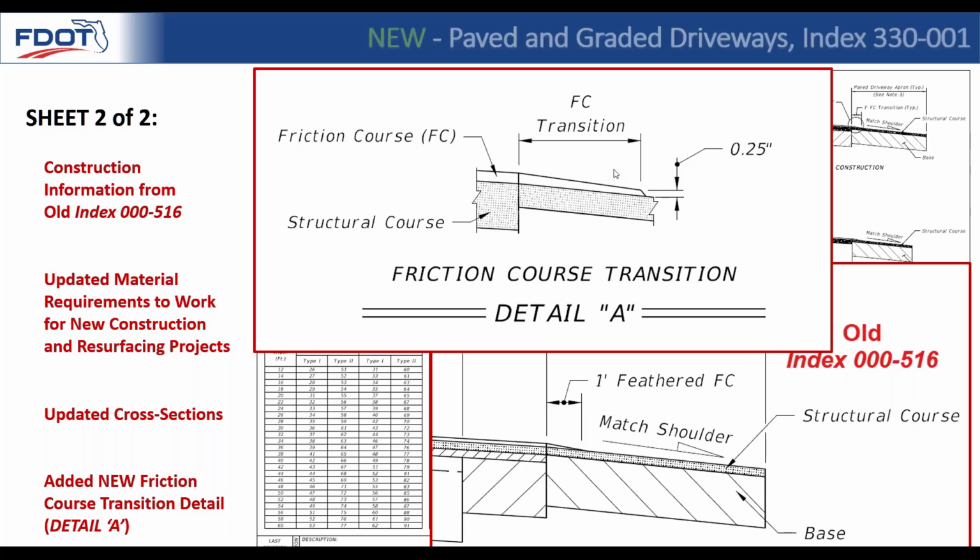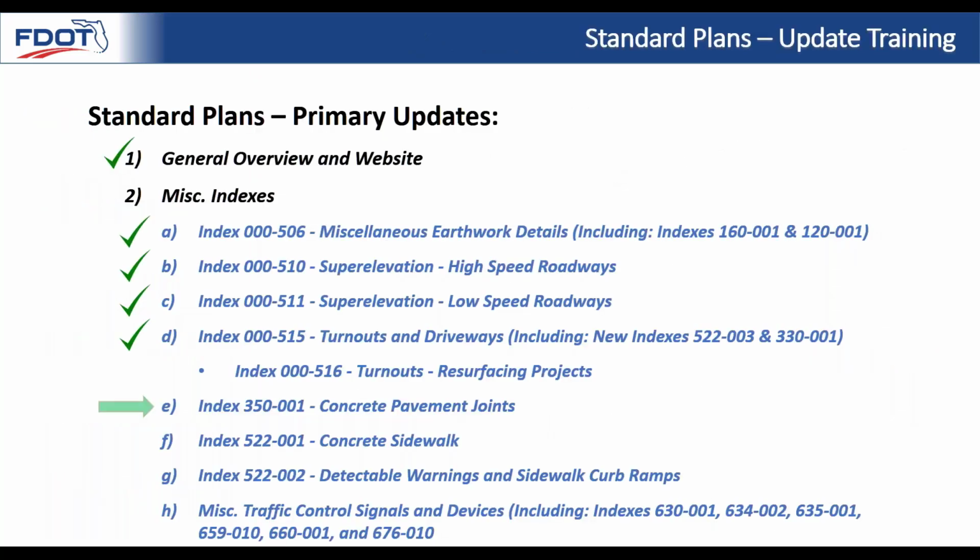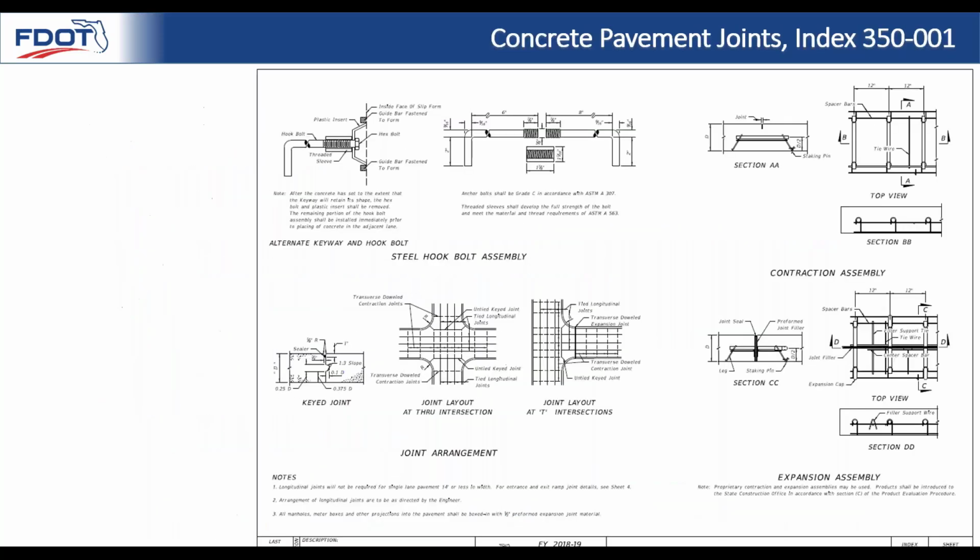So real quickly, just a few more indexes that I'll cover, one of them being the concrete pavement joint index 350-001. The primary change here was simply deleting the key joint option within the index, which we were finding wasn't being used all that often.